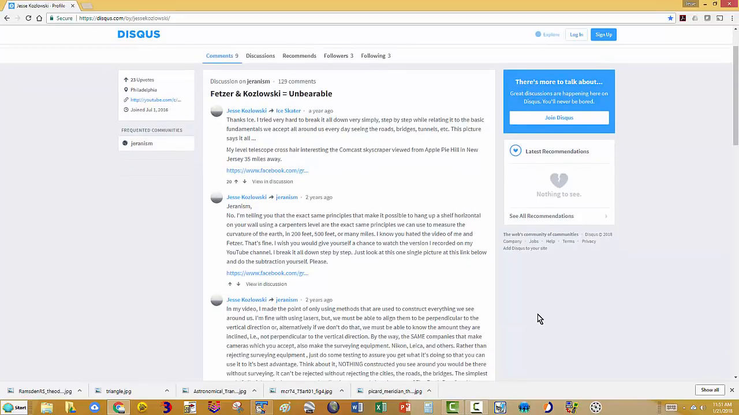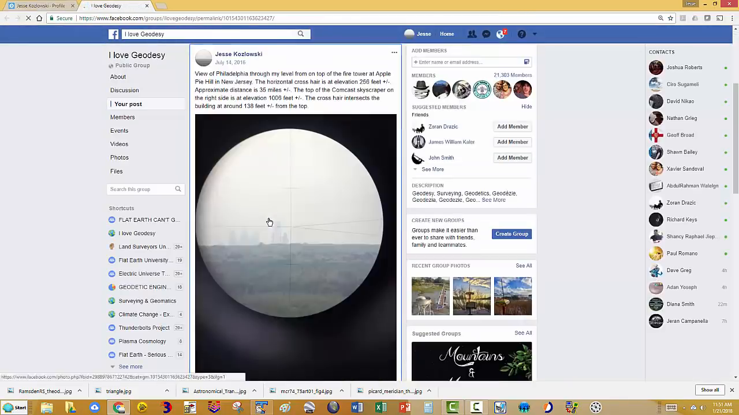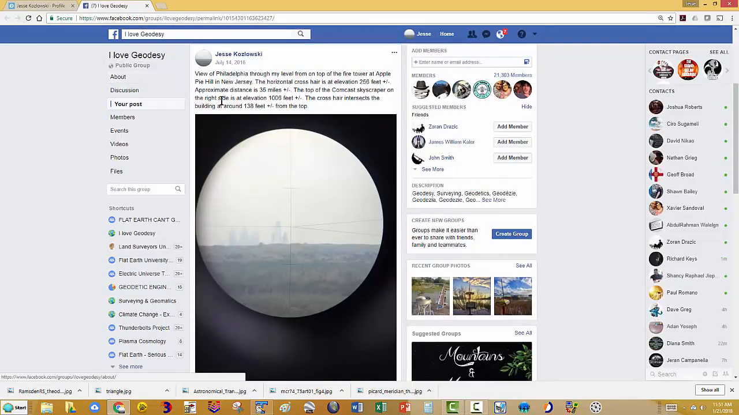And if you come here to look at the conversation, you can actually click on this link to see the picture that we're talking about, posted on Facebook in the I Love Geodesy group. And that's my crosshair through my level instrument sitting on top of the fire tower at Apple Pie Hill at about elevation 256 feet, looking at the Comcast building, which is over 1,000 feet tall, but we're intersecting it at the top rather than somewhere down lower at 256, let's say.